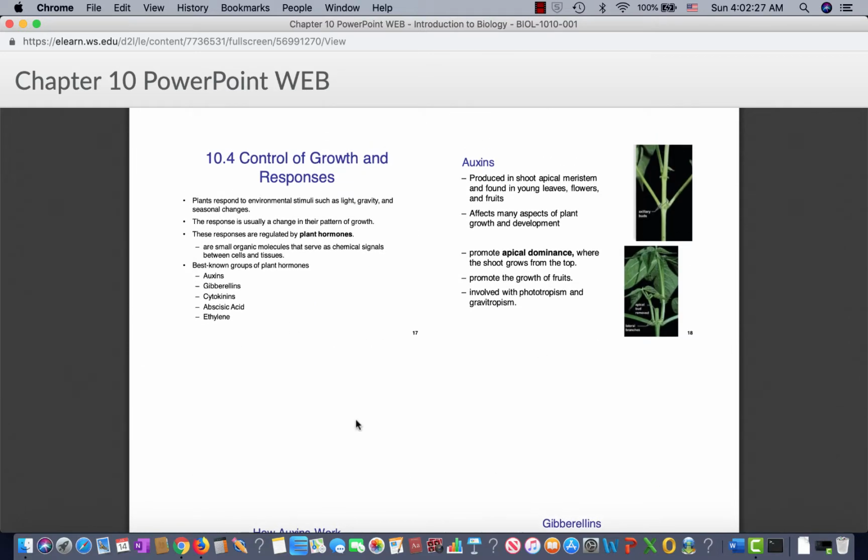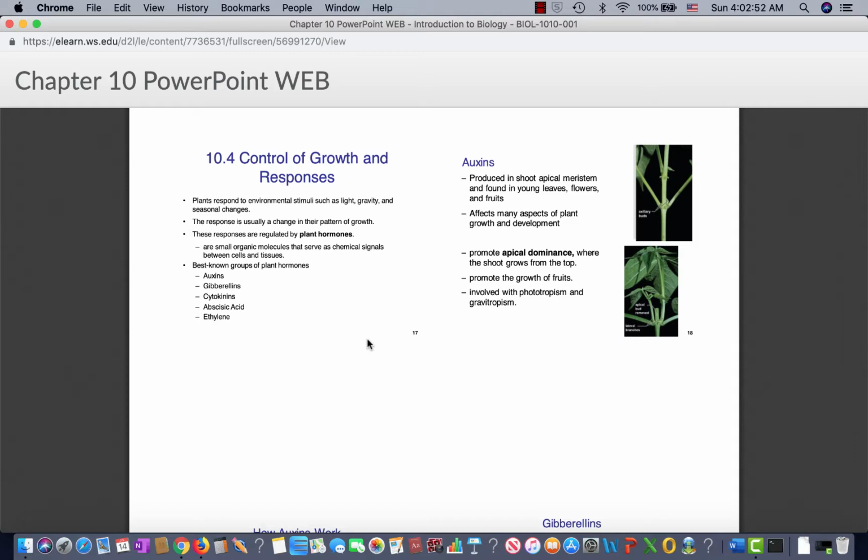Okay, so this next bit gets to be a little more technical, I guess, because we're talking more about plant hormones, and you will need to know the names of these hormones and what they do, and where they're produced, and that sort of thing.